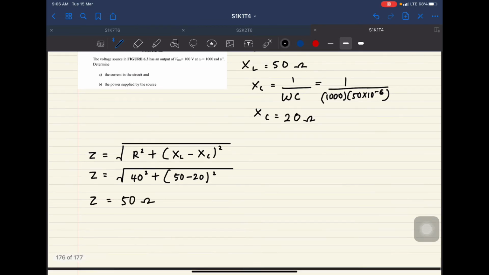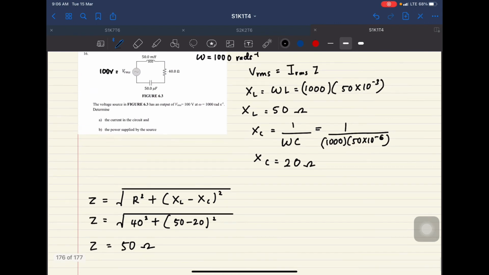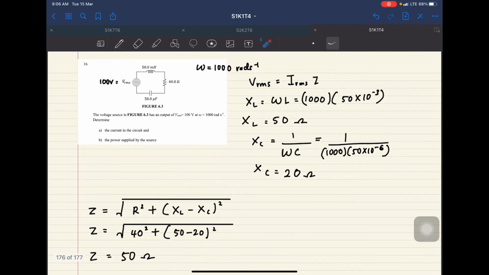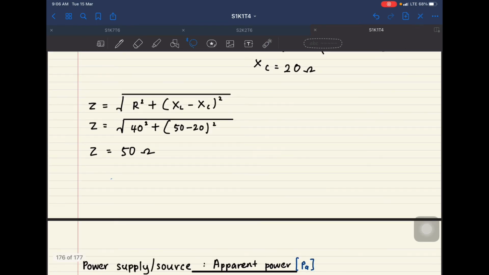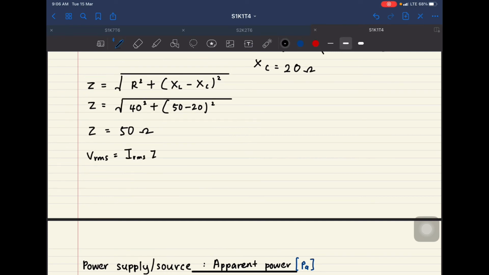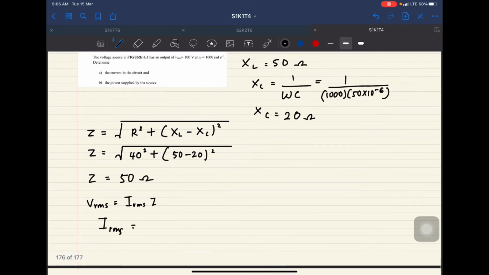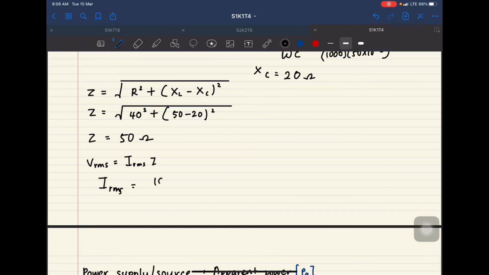Okay, now you can apply the Vrms equation there. Here, this one, let's copy it down. So your IRMS, which is the current that you want to find, is equal to 100 divided by 50, which is equal to 2 ampere.